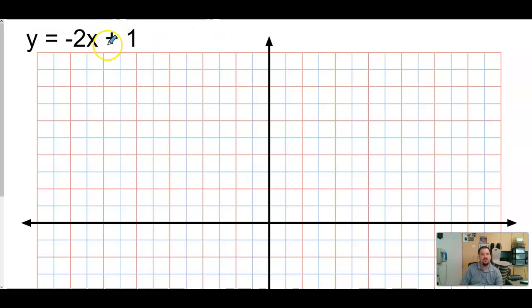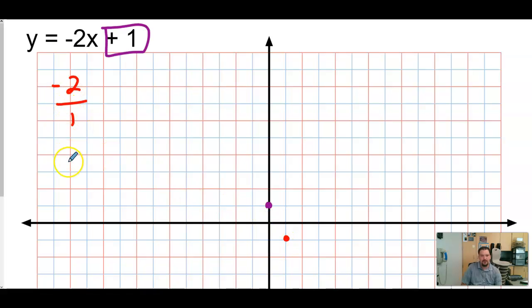Let's see, we have negative 2x plus 1. All right, so my y-intercept this time is at positive 1. So right there. My slope is negative 2. So that means negative 2 firsts. So that means we're going to go down 2 and right 1. So from my y-intercept, we're going to go down 2 and right 1.